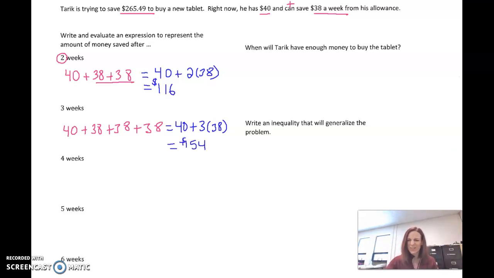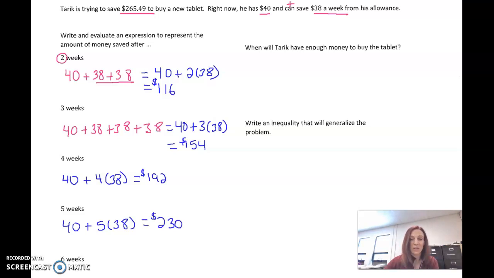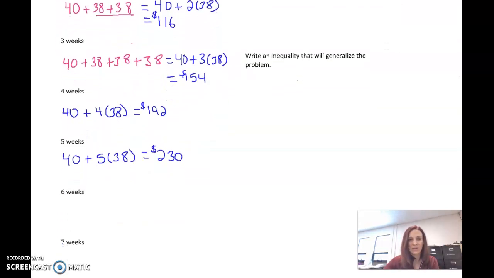Okay, so I'm going to use this new formula here. So 4 weeks, remember that 40 comes from his original amount. That's not being repeated each week. That's what he already saved. Plus 4 weeks of saving $38. Type that into a calculator, and that's $192. 5 weeks, the $40 plus 5 times $38. 5 weeks of $38 each, and that is $230.